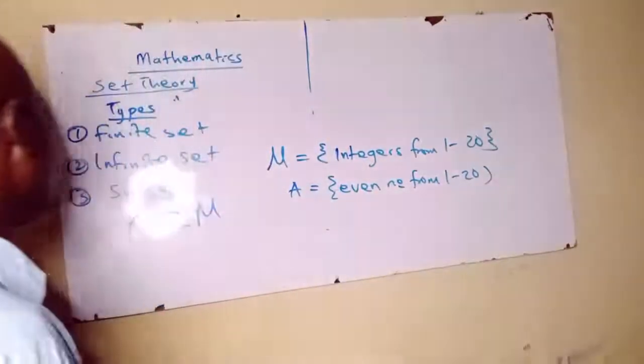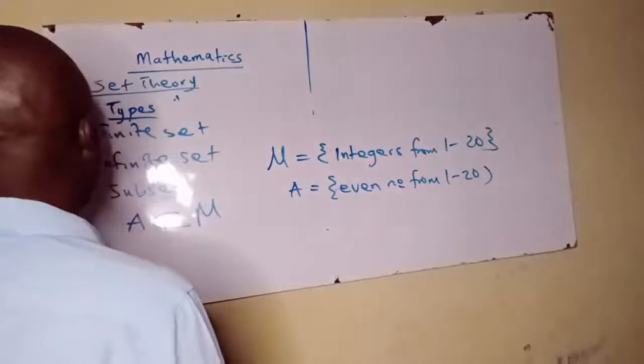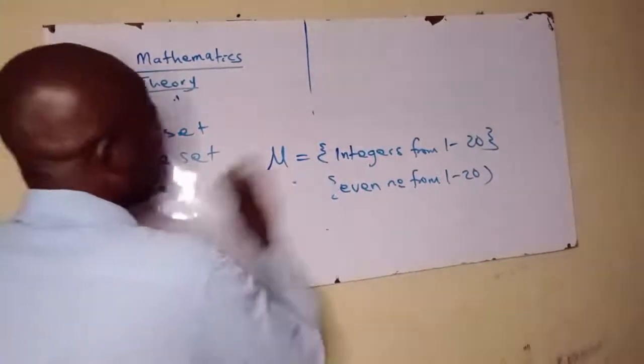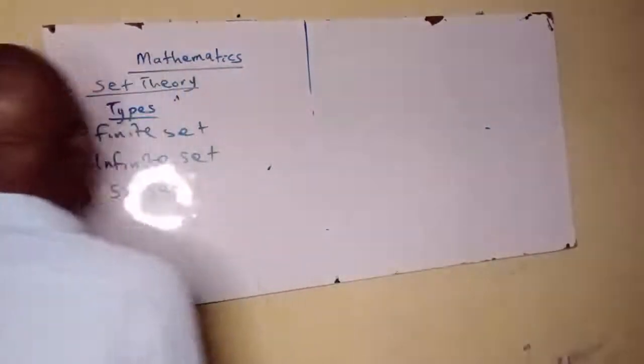Now let's quickly move to the next type. The next type of set that I want us to know is the empty set.